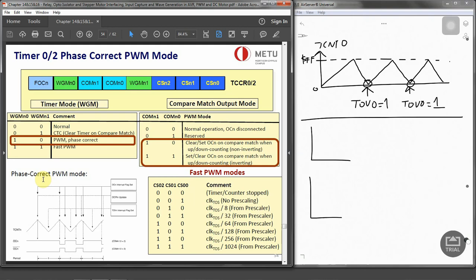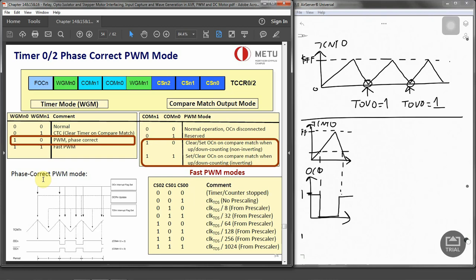So you can have two diagrams. This is FF or TCNT0, and this is OC0, which is logic 1. And over time again, it goes up and down like a triangle. So let's say we have got the OCR value somewhere here. On the first one, it's actually going to clear. It's counting up, but when it's counting down, it will set it. So when counting up in the non-inverting mode, it will clear the OC0 pin. When counting down, it will set.